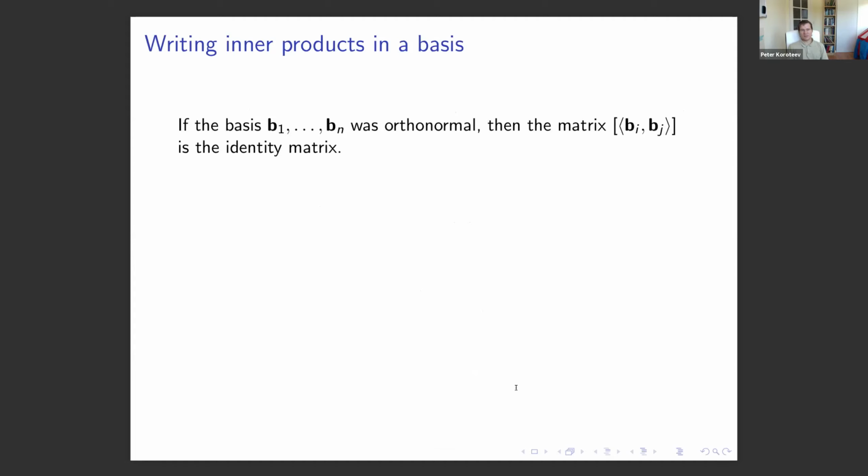Now, if the basis was orthonormal, then this matrix is the identity matrix, and then the inner product is simply the product of a row vector and a column.